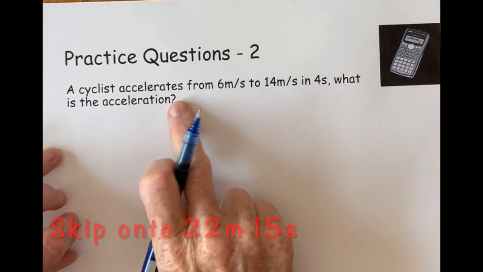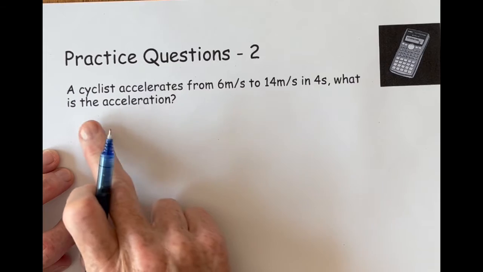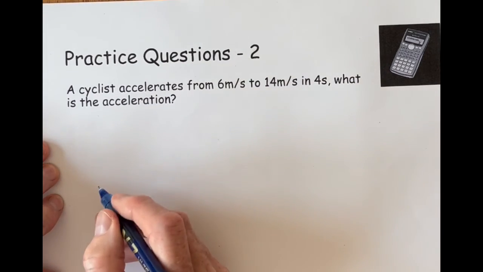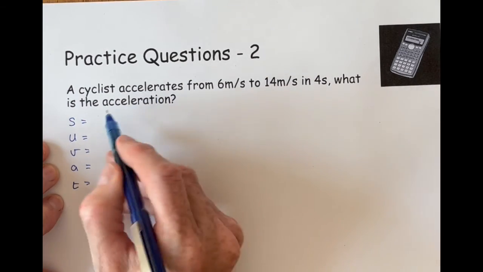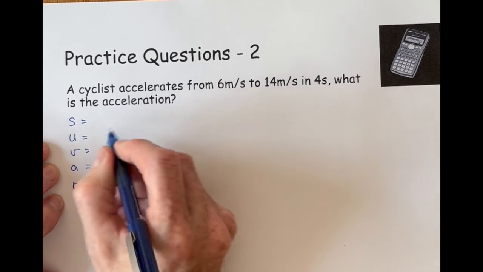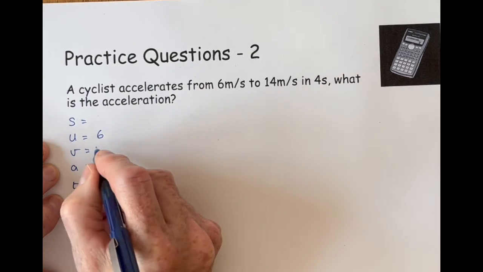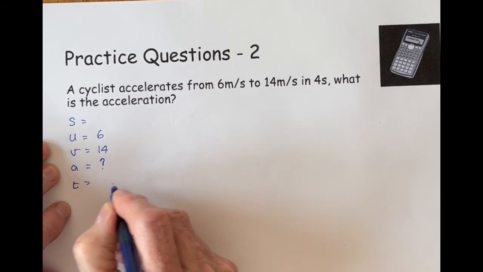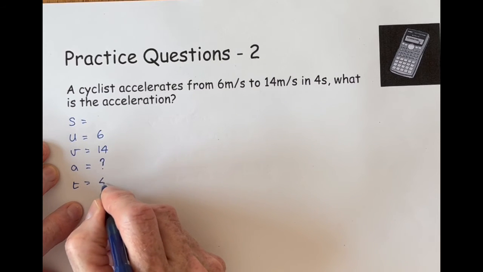A cyclist accelerates from 6 metres per second to 14 metres per second in 4 seconds. What's the acceleration? So again, let's write down the SUVAT letters down the side. We're not told the distance, we're not asked to find that, so we can ignore that. U, the starting velocity, is 6. V, the final velocity, is 14. The acceleration we've been asked to calculate, and the time we're given as well, 4 seconds.